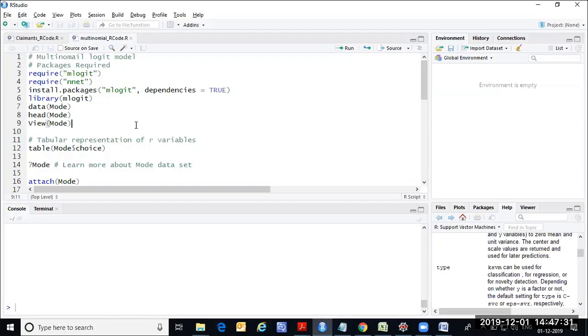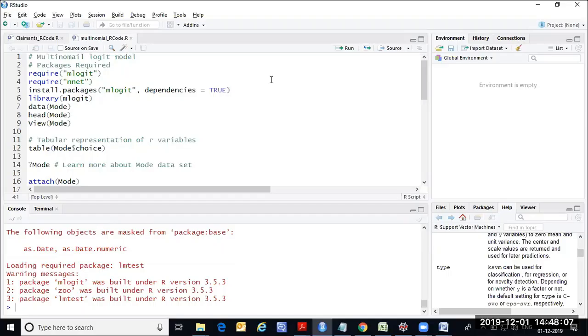Now let's look at multinomial logistic regression. When do we go for multinomial logistic regression? When Y is categorical in nature, it has got more than two categories. That's when you can go for multinomial logistic regression to predict the value of Y. Y is nothing but the dependent variable or the output variable. Just loading these packages, mlogit.